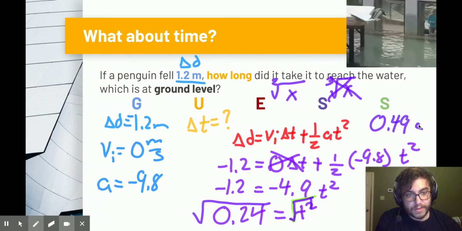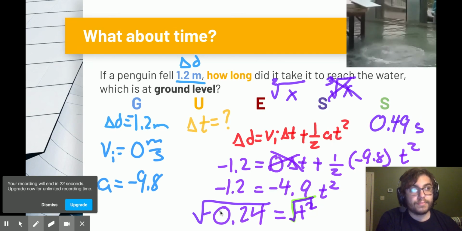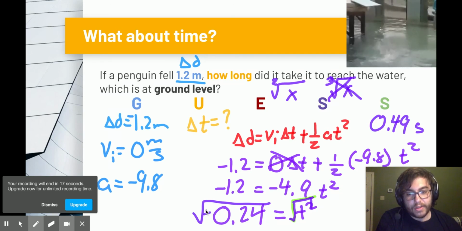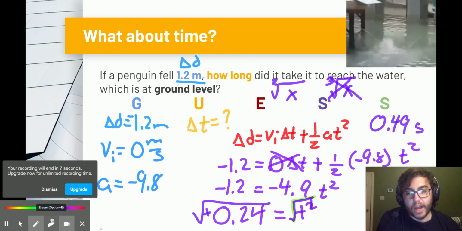So we get an answer of 0.49 seconds. And you need to make sure whatever number you plug into the square root isn't negative, because if it was negative, you're going to get an error on your calculator, because the calculator doesn't know what to do, unless you have a TI-Nspire, which will give you an imaginary number. But basically, whatever you have here needs to be positive. So just make sure that when you are about to square root something, you double check that number. Okay? Now try it on your own.